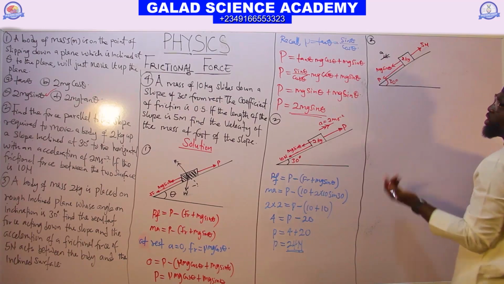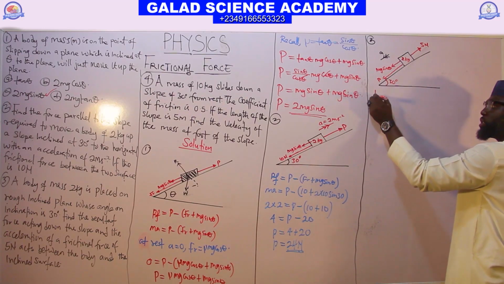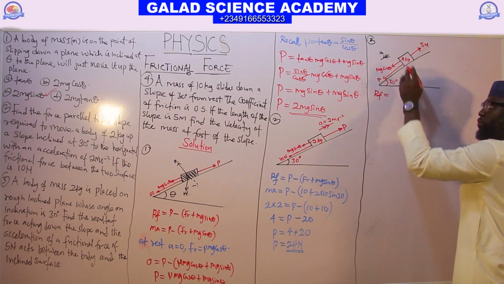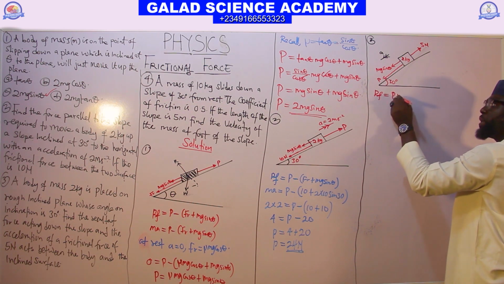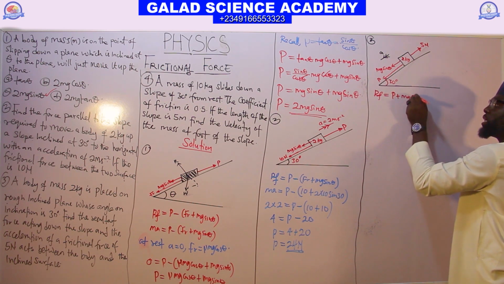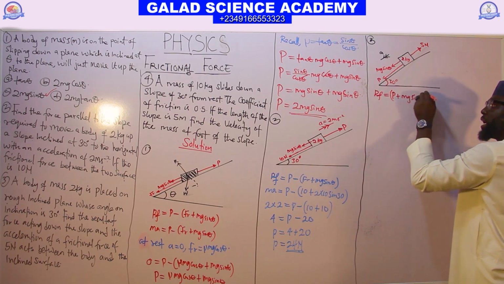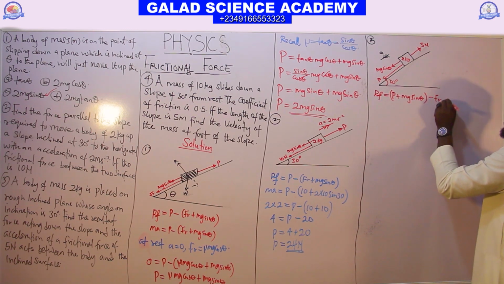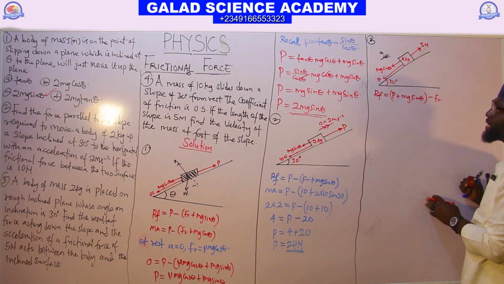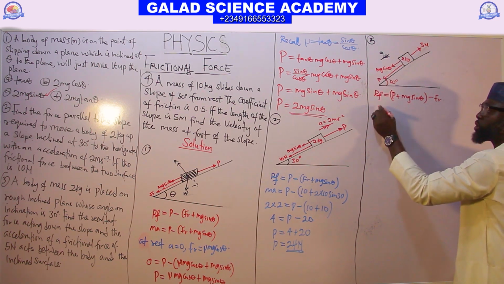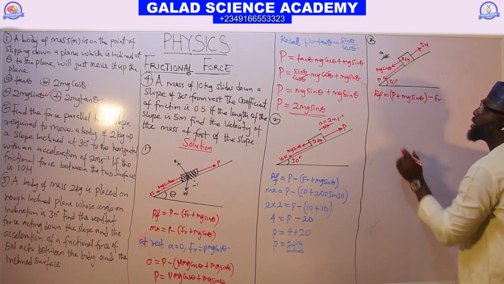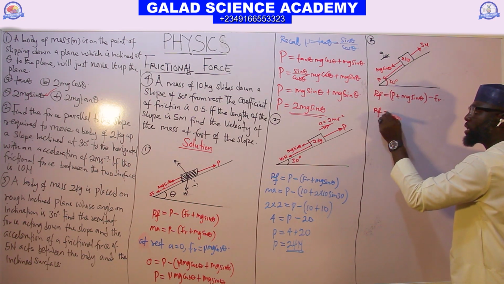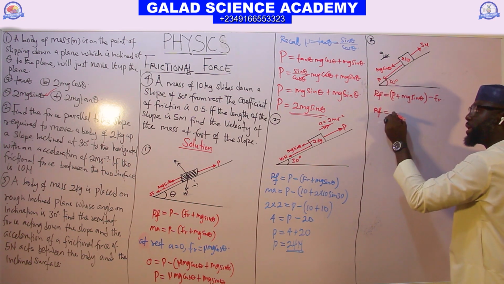The applied force is not given here, so we can now say the resultant force going down the slope is P plus mg sin theta, minus the frictional force. It's moving down, so we have the resultant force, and we are not given P.